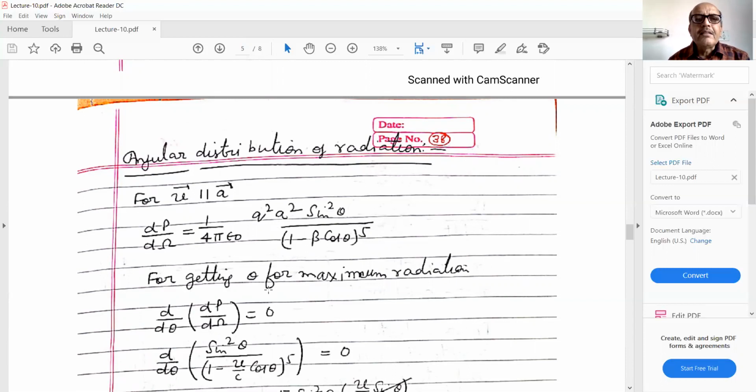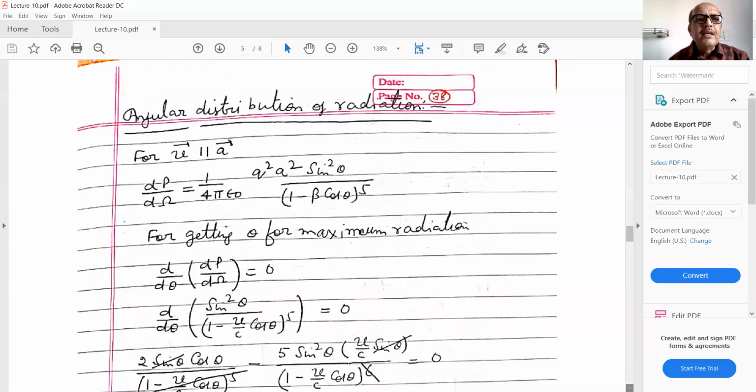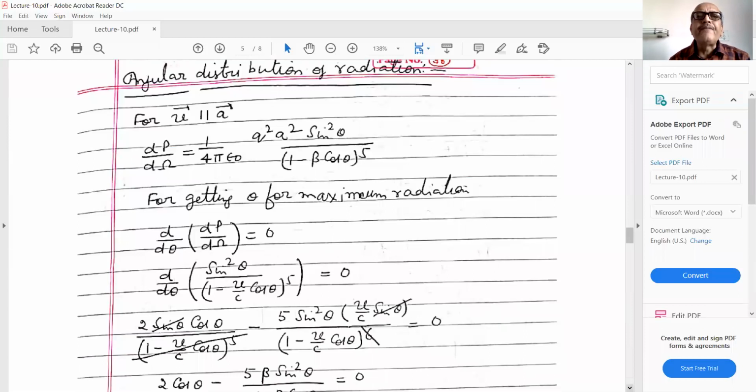For getting maximum radiation, for getting the value of the angle at which this is maximum, we will make use of the maxima and minima concept of differential calculus. So d over d theta of the theta dependent terms, which are sine square theta upon 1 minus beta cos theta to the power 5, this must be equal to 0.